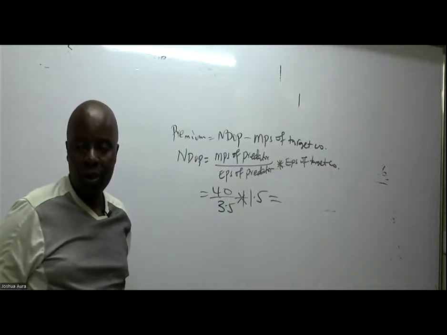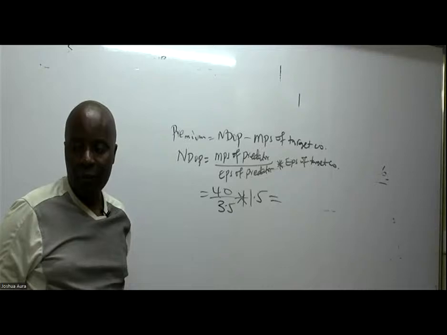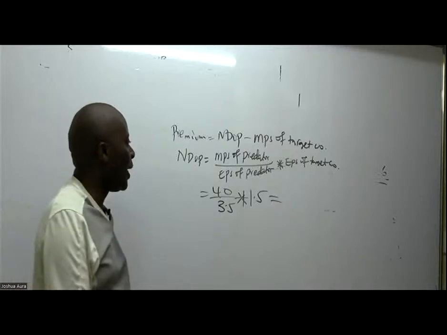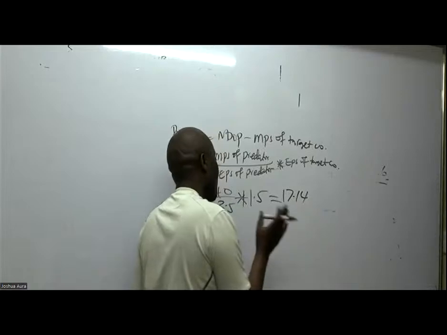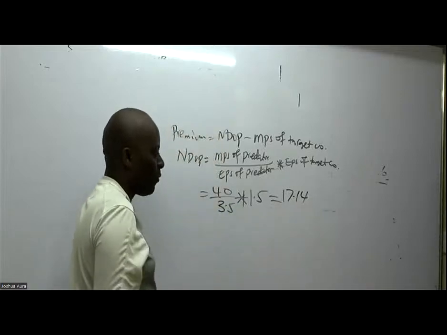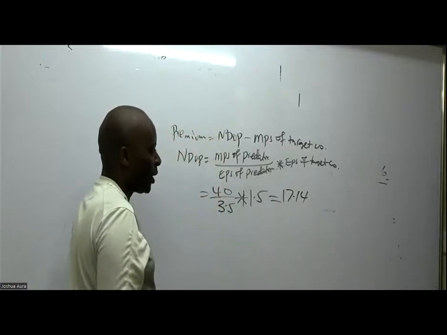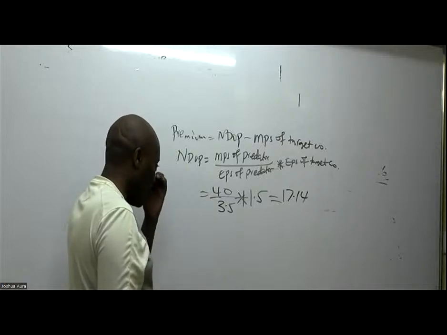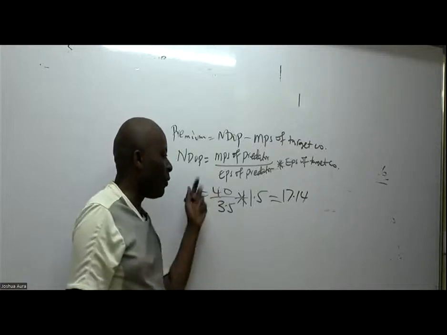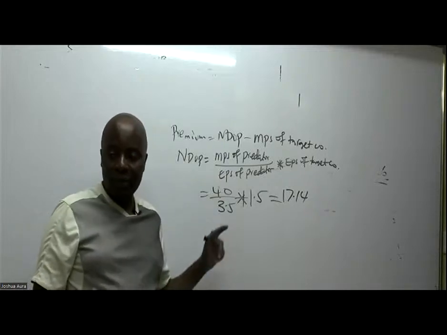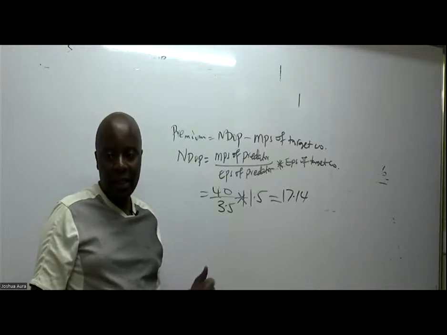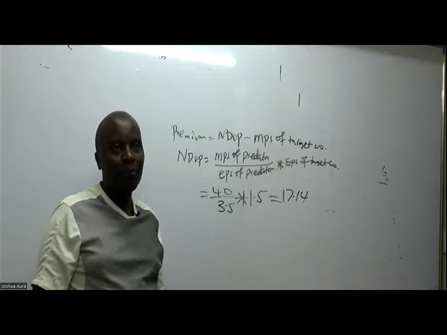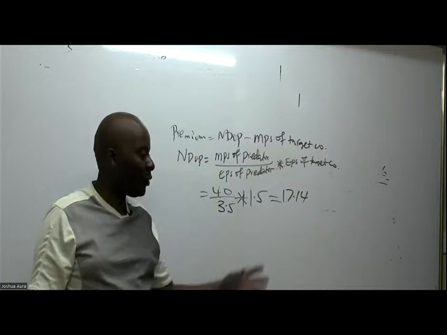40 over 3.5 times 1.5, they are getting 17.14. Non-diluting offer price is 17.14. Is there somebody who can give me this figure in form of a fraction? Of course, for DOP, I can leave it like that. Is there somebody who can give me this figure from your calculator?